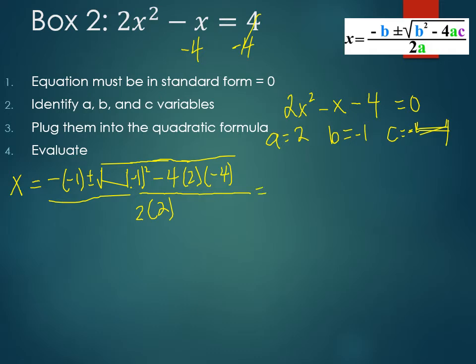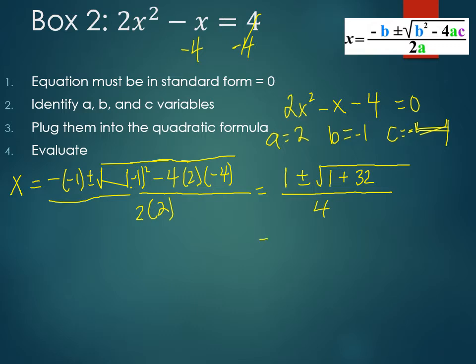Okay? So when we evaluate, you're going to go from left to right, top to bottom. Simple enough, right? A negative times a negative is a positive. Underneath the radical, negative 1 squared is 1. Negative 4 times 2 is negative 8, and negative 8 times negative 4 is positive 32. 32 and 1 is 33. 2 times 2 is 4.